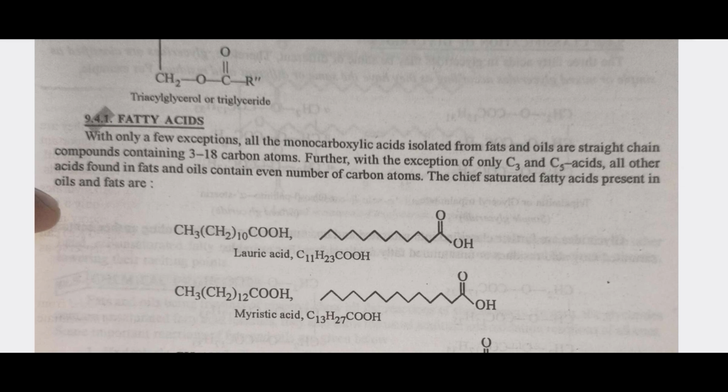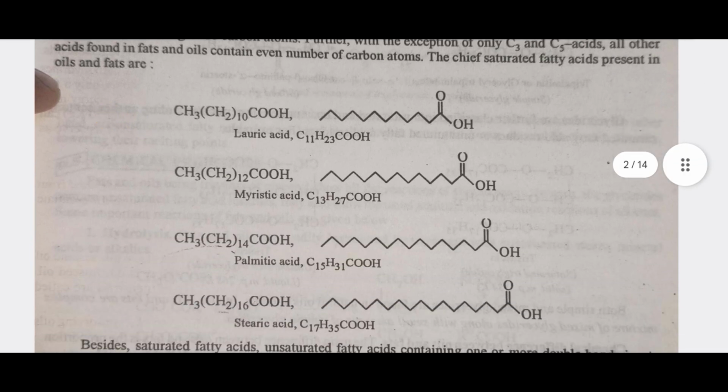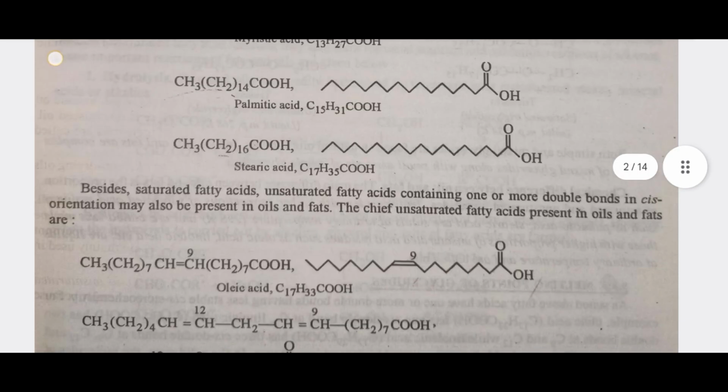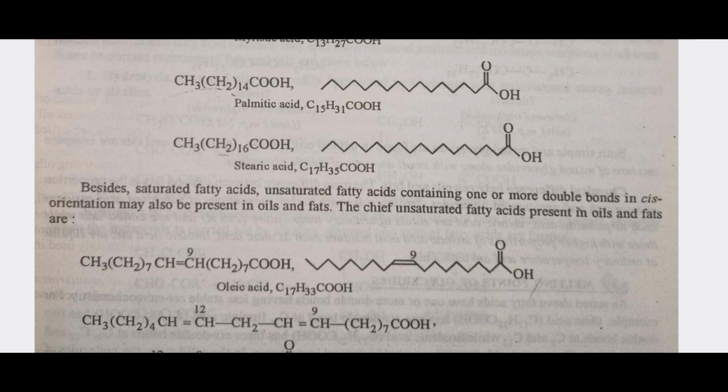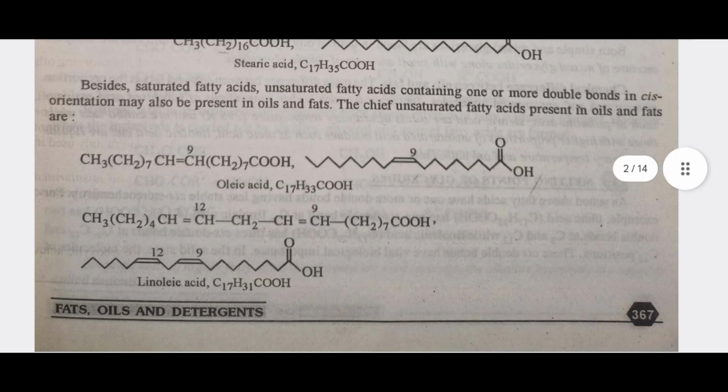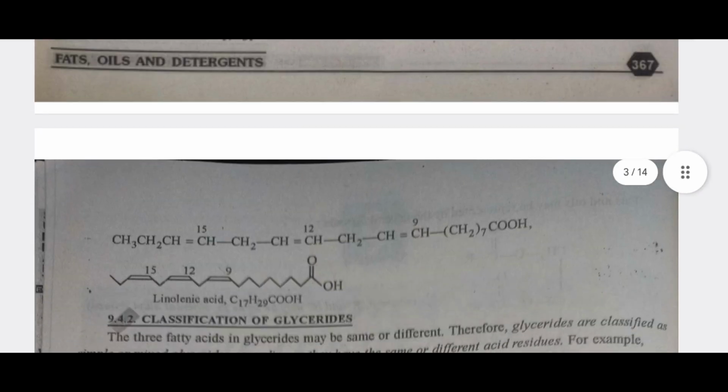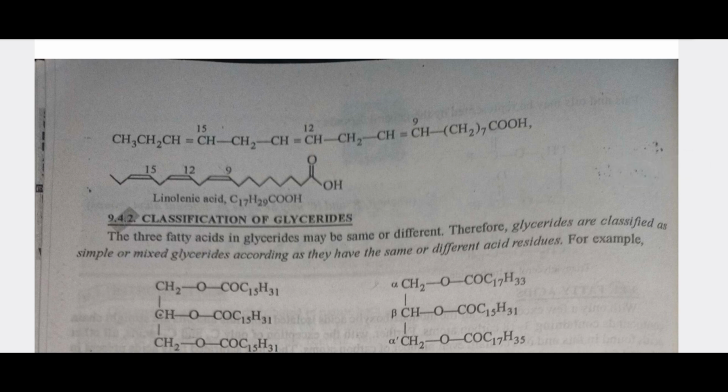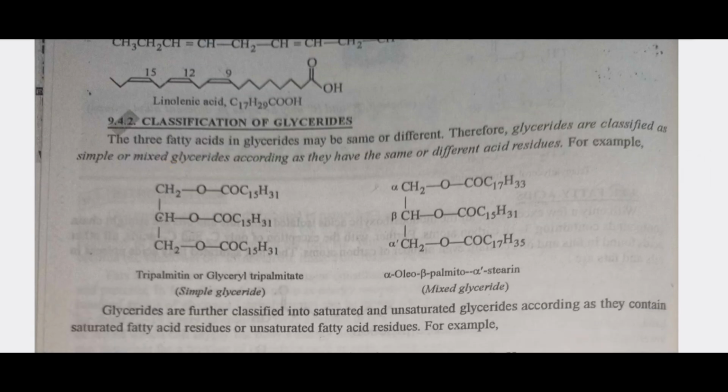The chief saturated fatty acids present in oils and fats are lauric acid, myristic acid, palmitic acid, and stearic acid. Besides saturated fatty acids, unsaturated fatty acids containing one or more double bonds in cis orientation may also be present in oils and fats. The chief unsaturated fatty acids in oils and fats are oleic acid, linoleic acid, linolenic acid. Classification of glycerides.